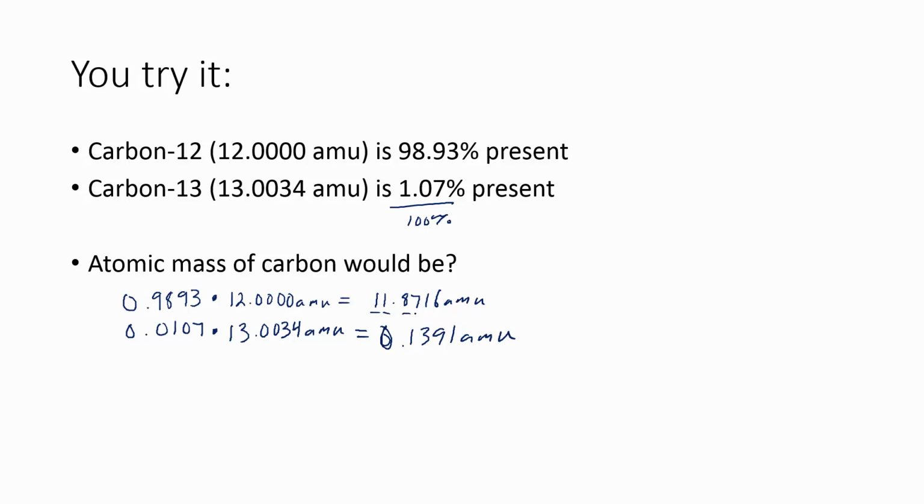Okay, so sig fig wise, we have 3 here, we have 4 here, so we're looking at 1, 2, 3, 4, 1, 2, 3. So when we add these together, we're looking at the hundredths place, being the one that each of these have a significant figure in. So let's add the two numbers together, and we get 12.009, so we round this up to 12.01 atomic mass units as the average atomic mass for carbon atoms when we consider the weighted average of the isotopes.